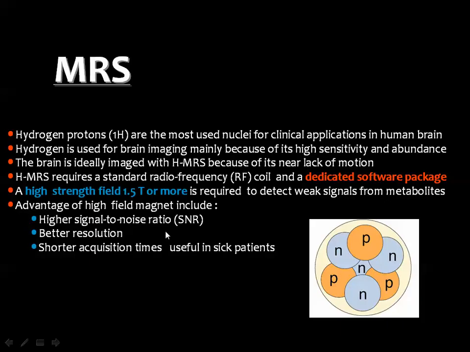And we should have a software specialized for this process, the MRS, and it's preferable to have a high strength magnetic field in the range of 1.5 Tesla. And the advantages of this high field are: number one, to have a higher signal to noise ratio, which is one of the very important issues in MR spectroscopy, and to get high resolution curves, and also to have a shorter acquisition time, which is useful in sick patients.